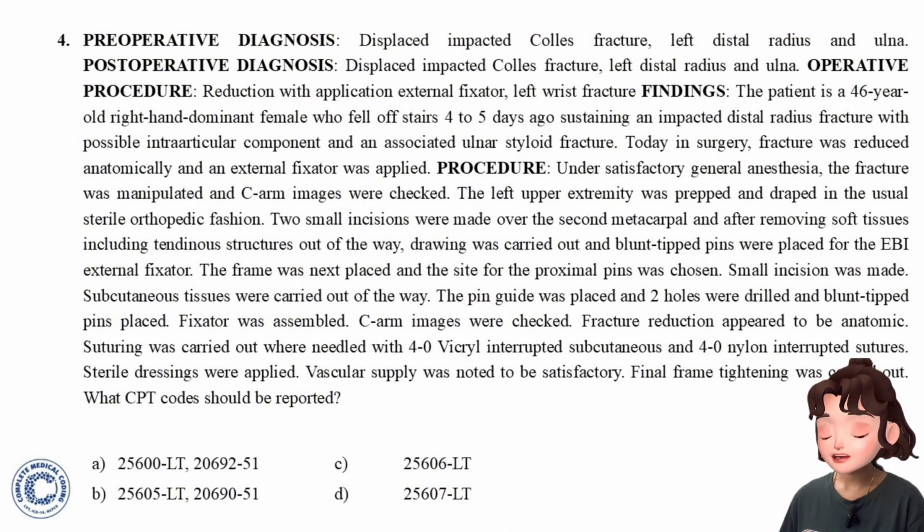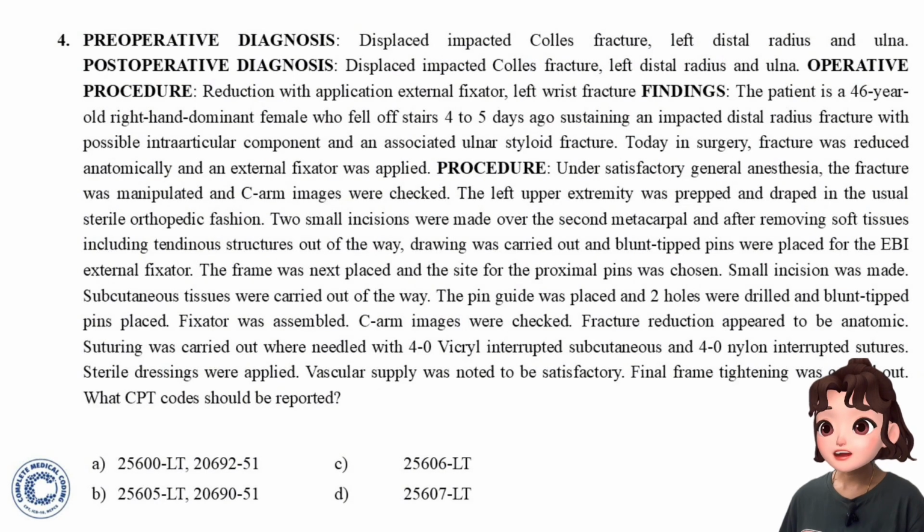Findings. What are the findings? The patient is a 46-year-old right-hand dominant female who fell off stairs 4 to 5 days ago, sustaining an impacted distal radius fracture with possible intra-articular component and an associated ulnar styloid fracture. So this patient, right-handed, that's all just story. Fell 4 to 5 days ago, sustained an injury, impacted distal radius fracture with possible intra-articular component and associated ulnar styloid fracture, these two fractures.